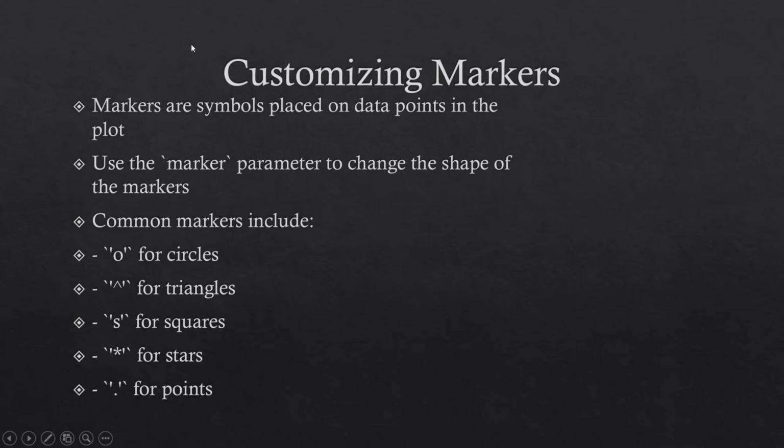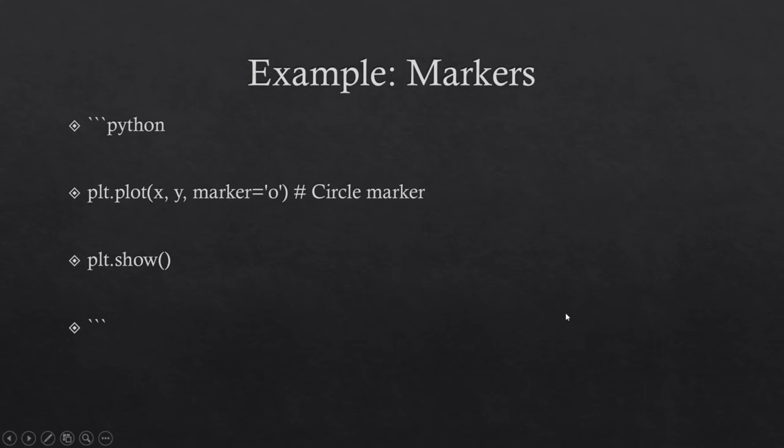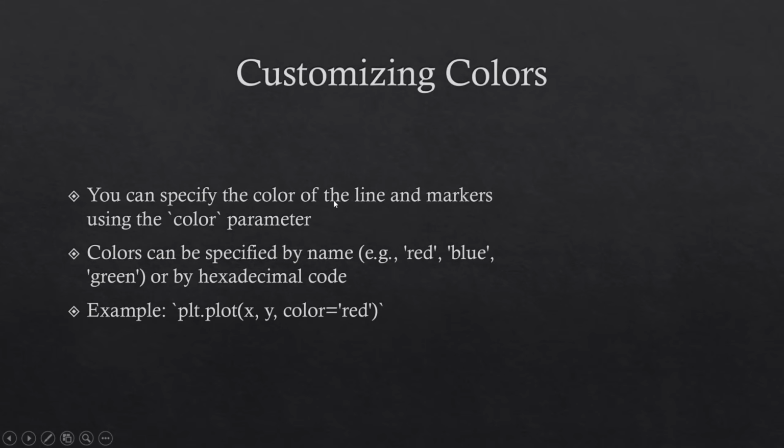Customizing markers. Markers are symbols placed on data points in the plot. Use the marker parameter to change the shape of the markers. Common markers include circle, triangle, square, star, and point. Example for marker: plt.plot x, y, marker is equal to o for circle markers, then plt.show.